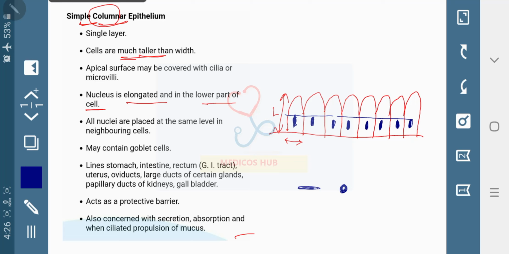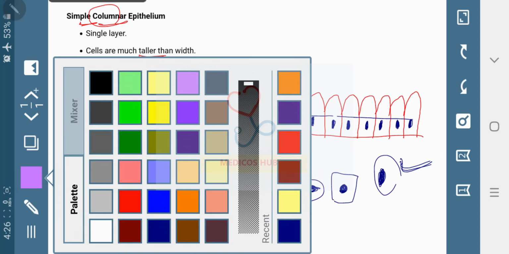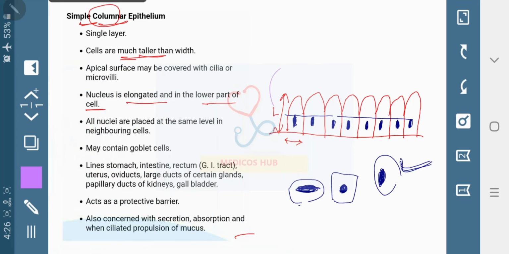Okay, this is correct. Flat nucleus is present in simple squamous epithelium, I have told you already. Round nucleus is present in cuboidal epithelium, I have told you already. And elongated nucleus is present where? Elongated nucleus is present in simple columnar epithelium. Okay, let's see. I will show you the histology slides.